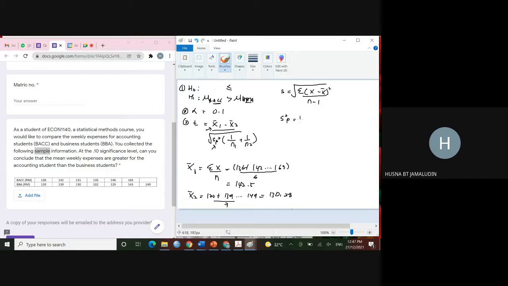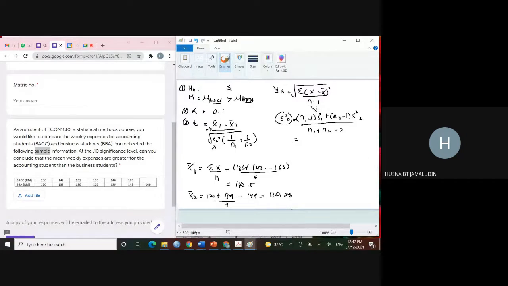The formula is n1 minus 1, times the variance in sample 1, plus n2 minus 1, this is for the second sample, times the variance in sample 2. Then you divide it by n1 plus n2 minus 2. So you have to compute this first, the pooled variance.